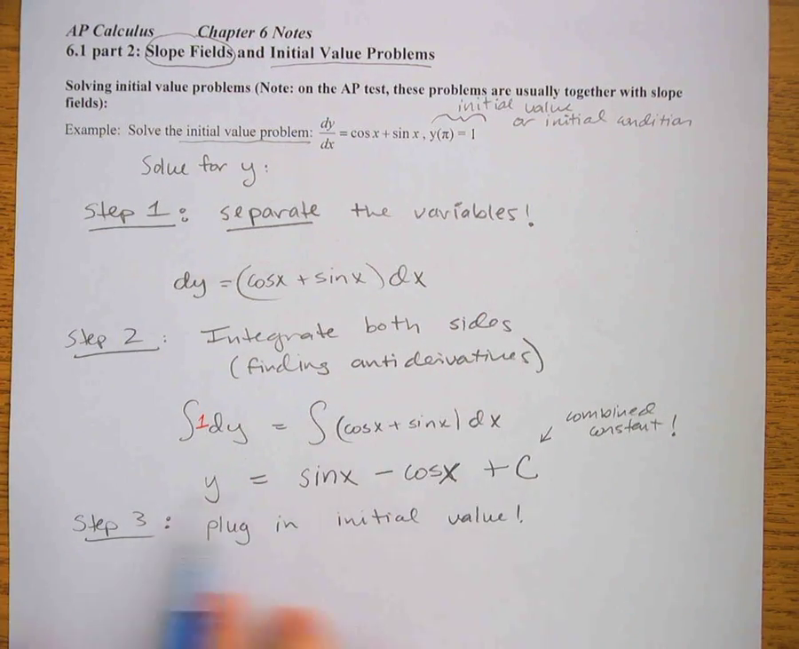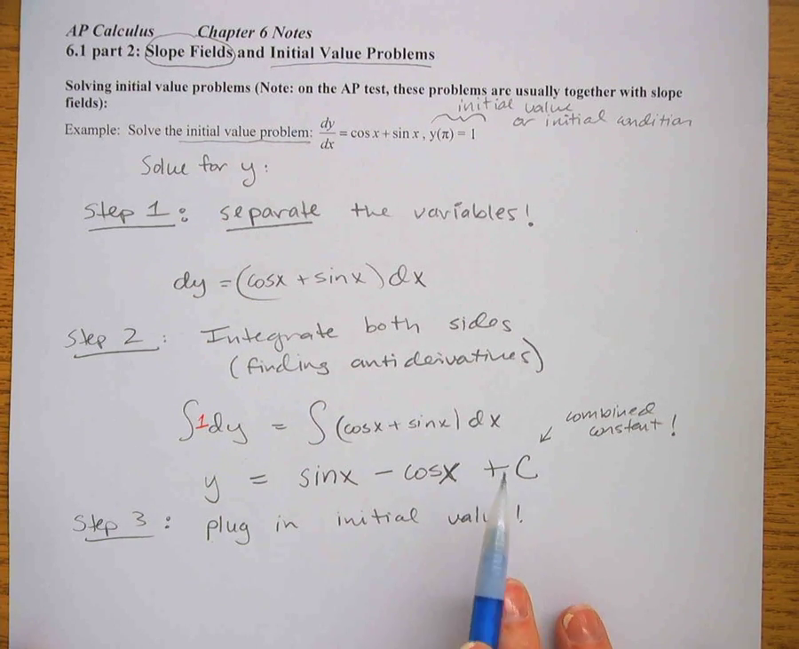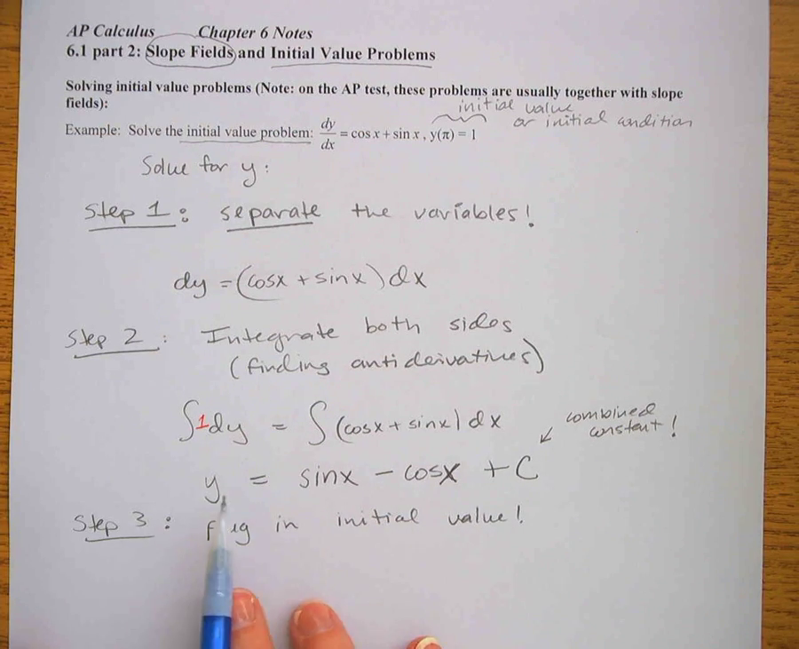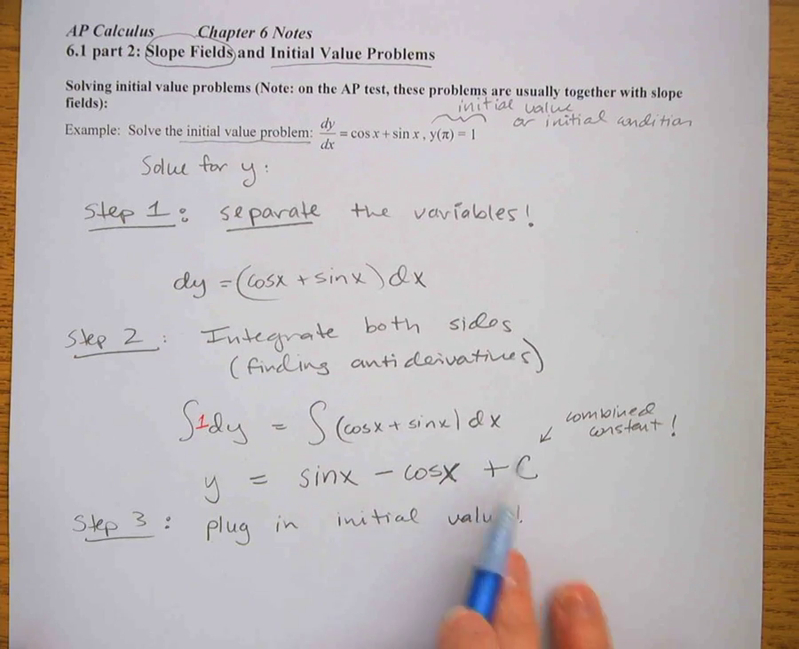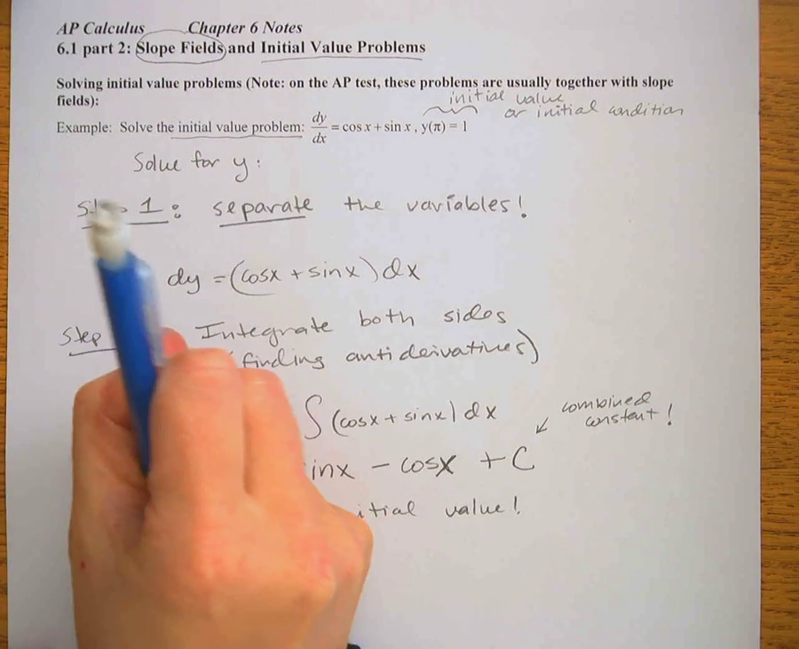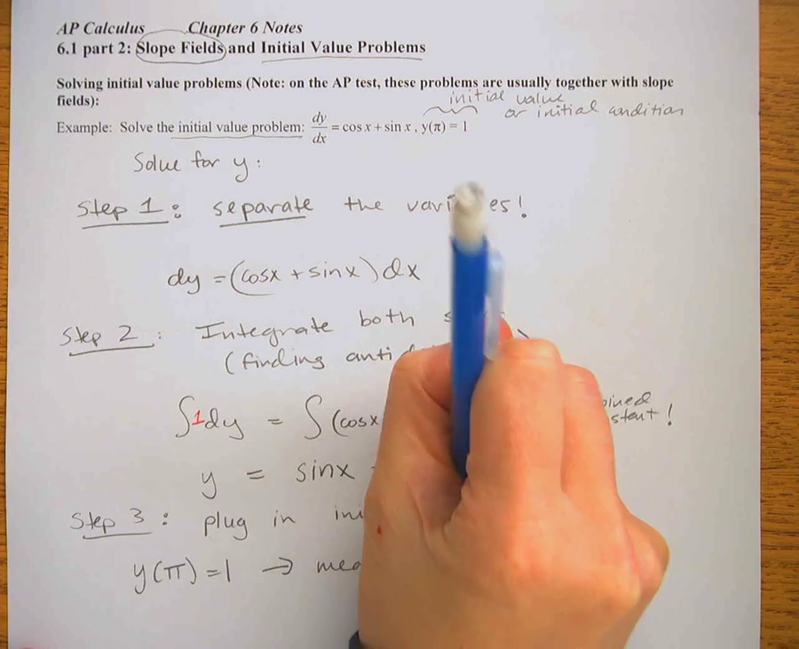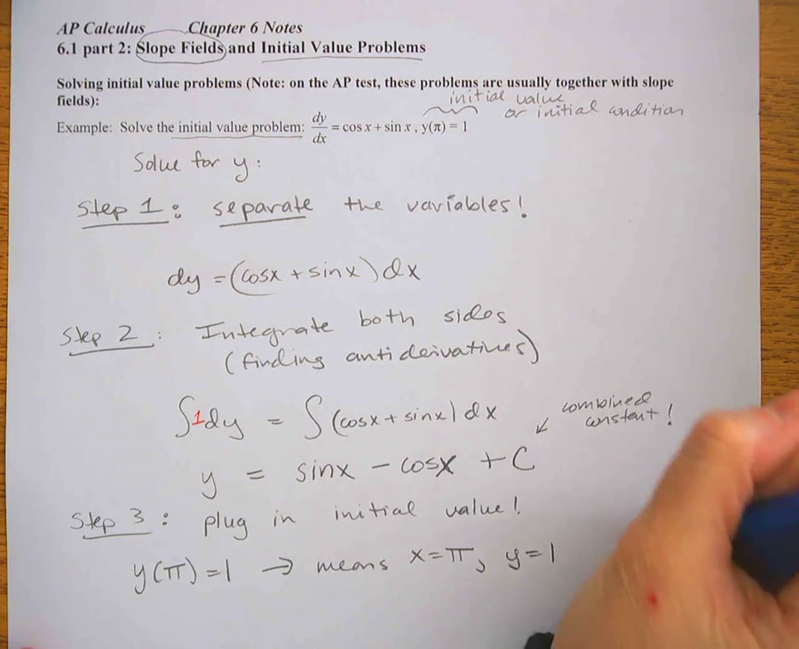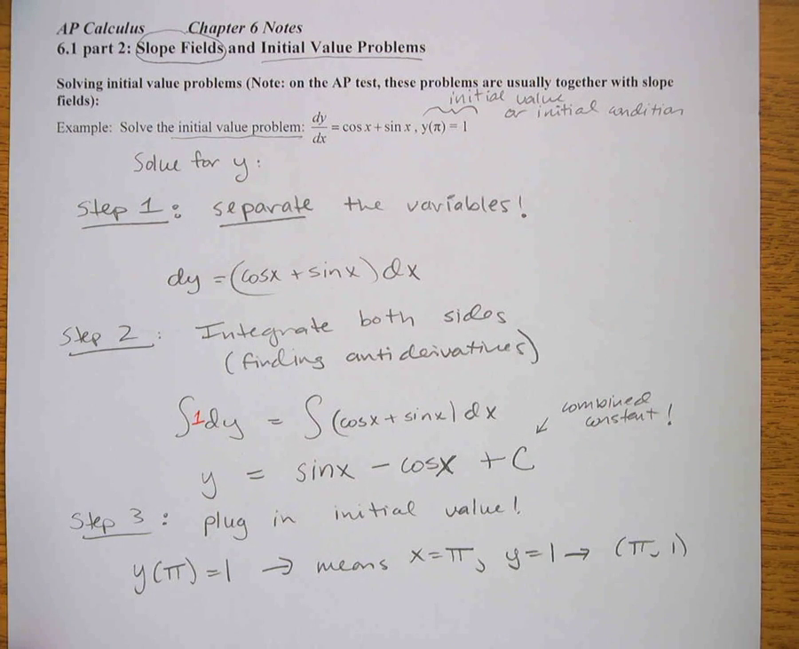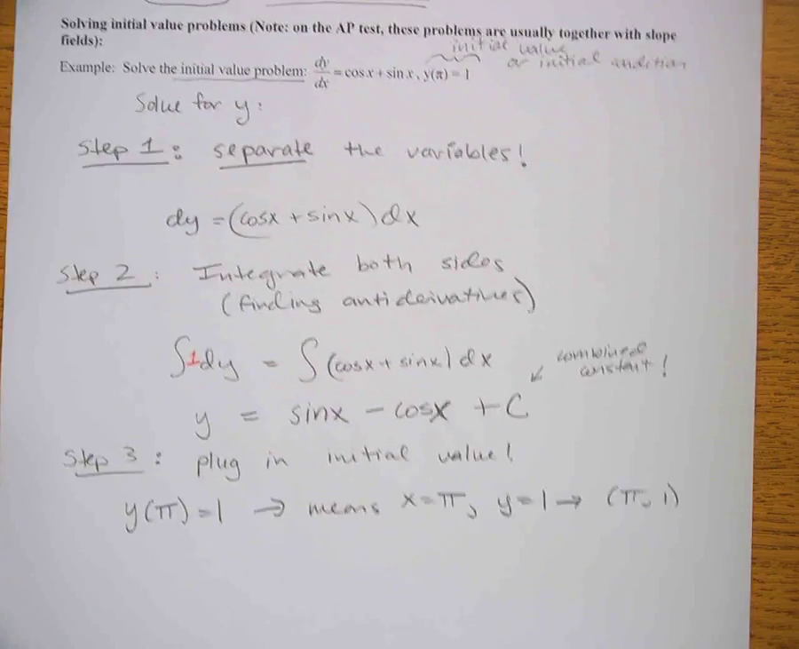Because right here, this is a collection of all the possible answers for y, depending on the value of c. Or I could actually find the value of c and get the exact answer for y. And the way I find the value for c is by plugging in this initial value. And I want you to notice that when you see something written like this, what that means is that x is pi and y is 1. And so it's basically an ordered pair, just given to you in a different form. So I'm going to plug pi wherever there's an x and 1 wherever there's a y.